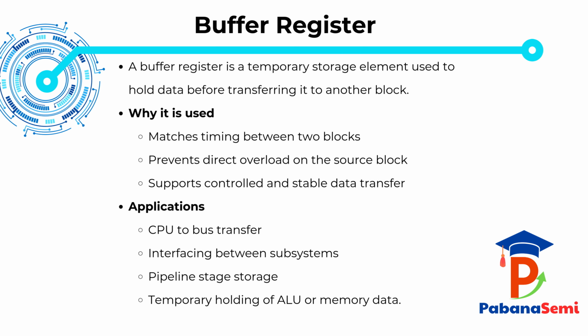A buffer register helps match timing between blocks, prevents direct overload on the source block, and supports controlled data transfer. These registers are commonly used in CPU to bus transfers, interfacing between subsystems, and pipeline stage storage. Moreover, they are also used to temporarily hold ALU results, or memory data, before the data moves to the next processing stage.